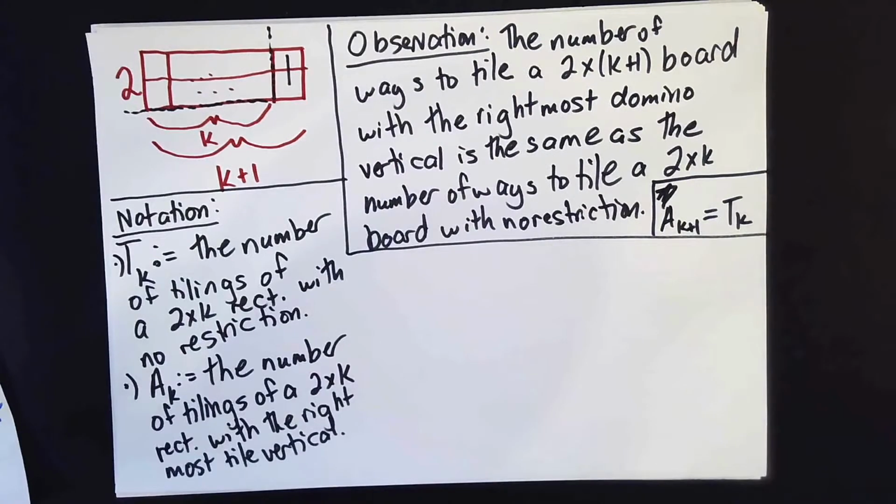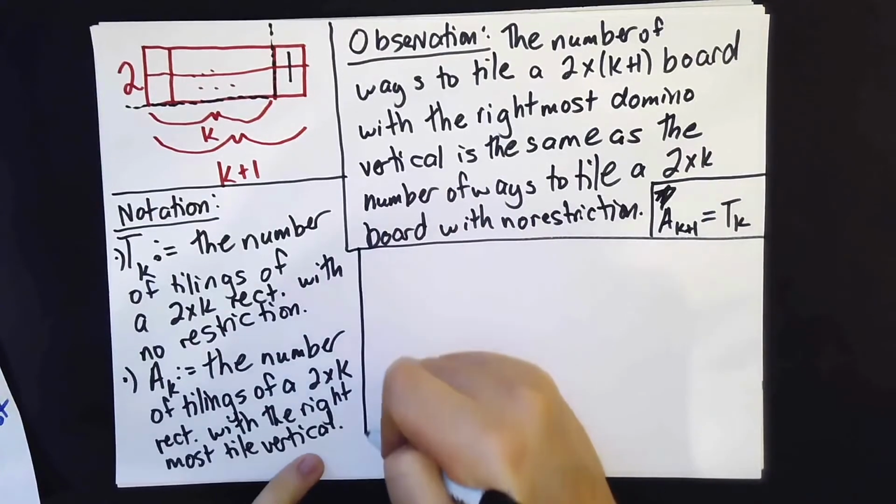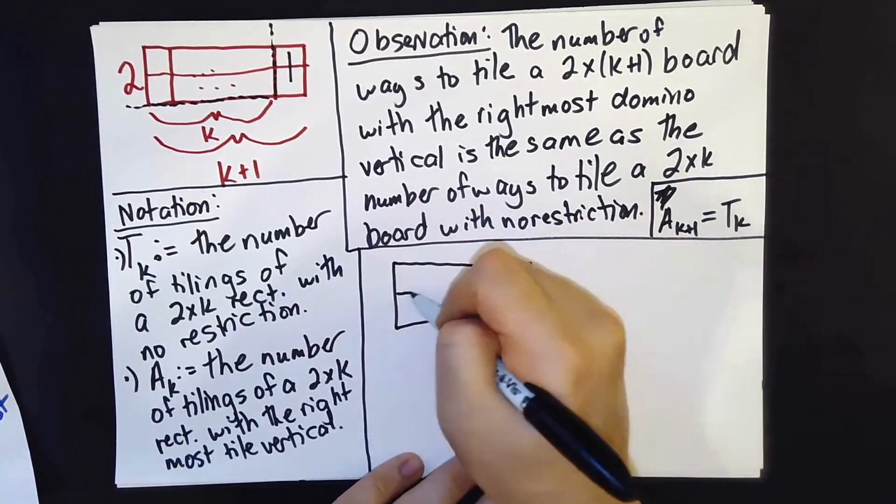There is one problem, though, which is that I haven't counted all the domino tilings. I've only counted the domino tilings where the last domino is vertical. Indeed, the fact that this comes up so naturally suggests I probably also need to consider the case where the last domino is horizontal. I'm going to draw a picture just so we can visualize that.